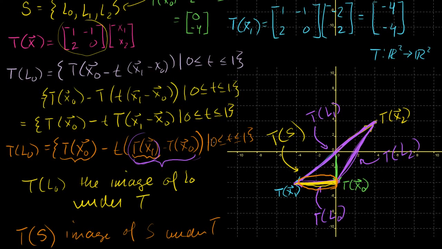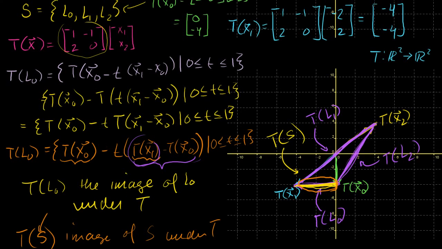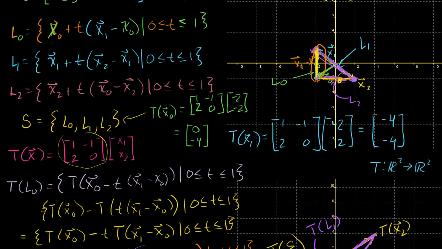And in the next video, we'll explore what happens when S is no longer just a subset of our domain. Everything we've been dealing with so far, L naught, L1, and L2, or our entire triangle, these were all subsets of Rn. In the next video, we'll talk about what happens when you take the transformation of all of Rn.